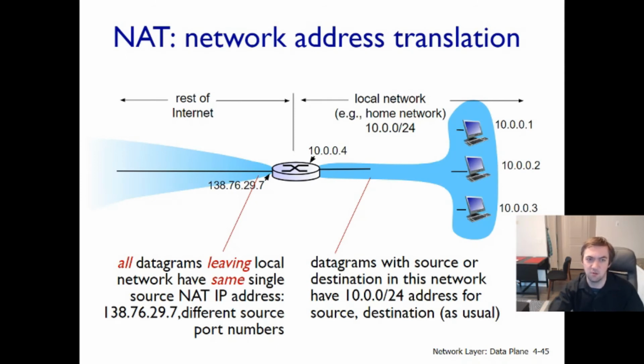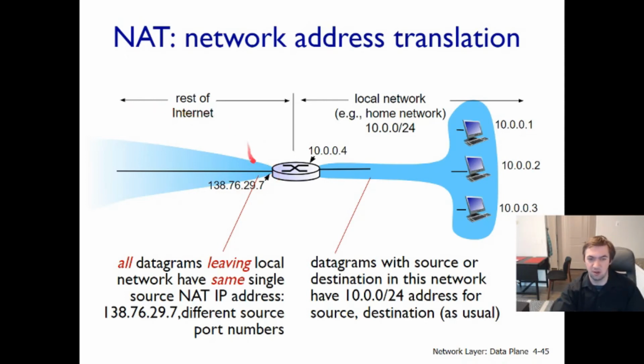Let's take a dive into network address translation. So here we have a subnet. The subnet address is 10.0.0.0/24, so the first three sets of 8 bits are all 10.0.0. And so datagrams with source or destination in this network have 10.0.0.0/24 as their source or destination address. All datagrams that leave the local network have the same source IP address, which is 138.76.29.7, that comes from the interface of this router.